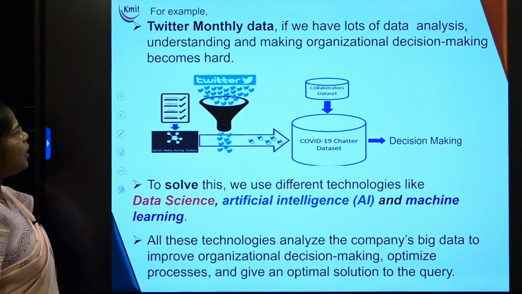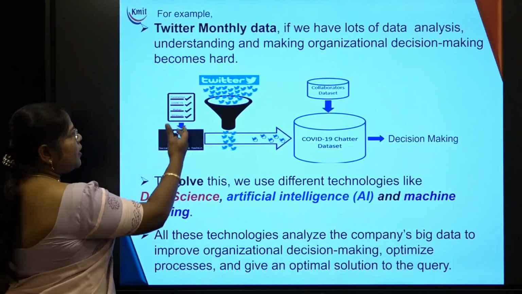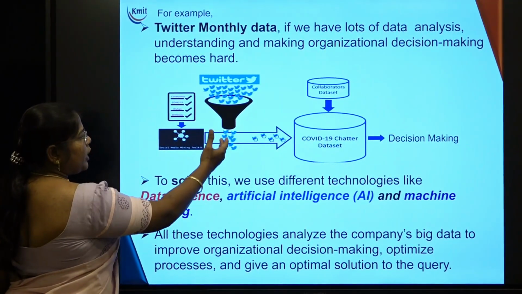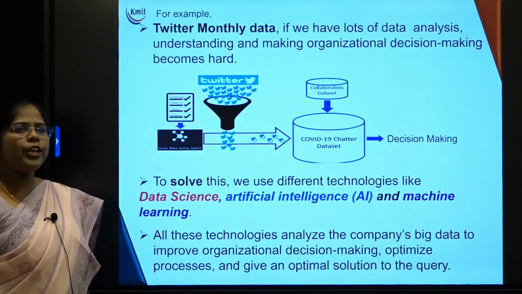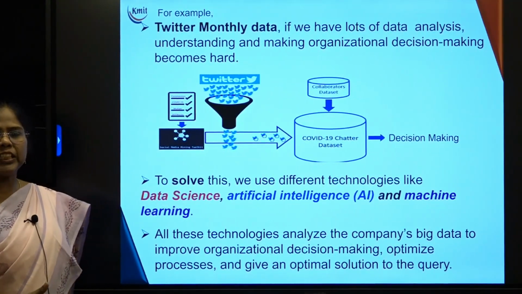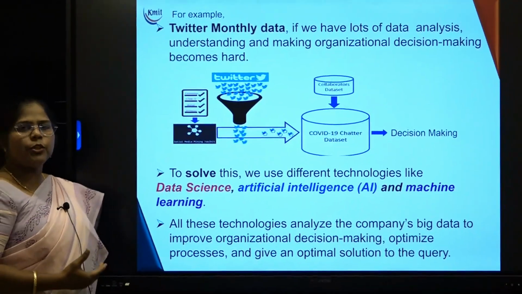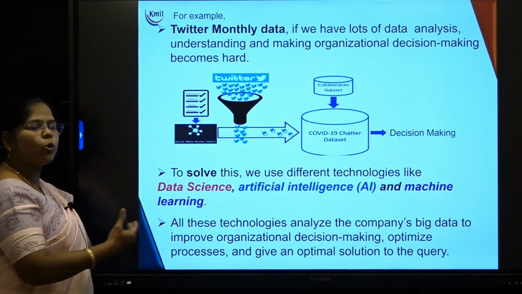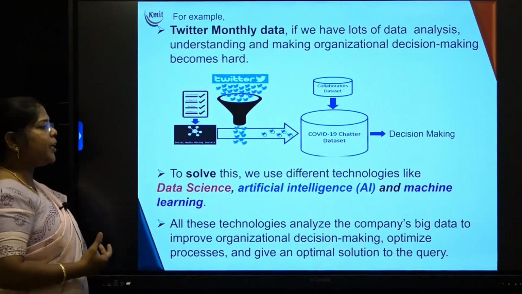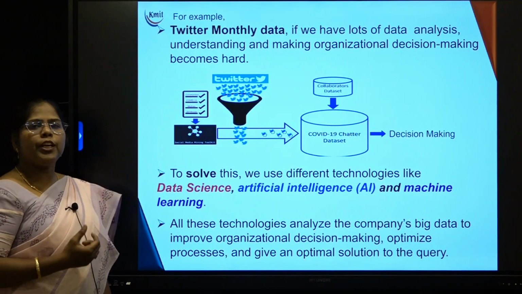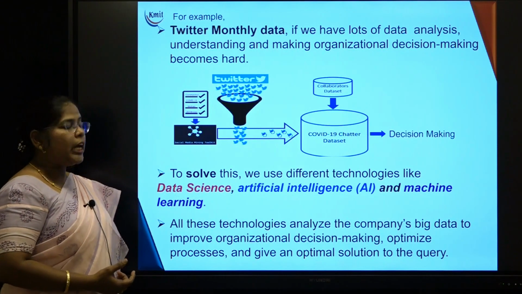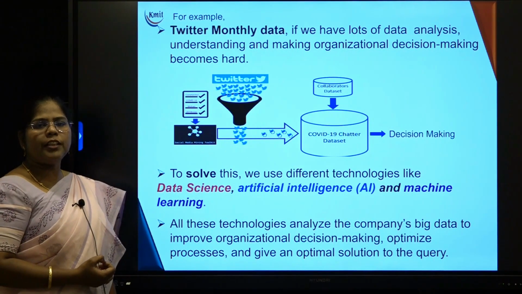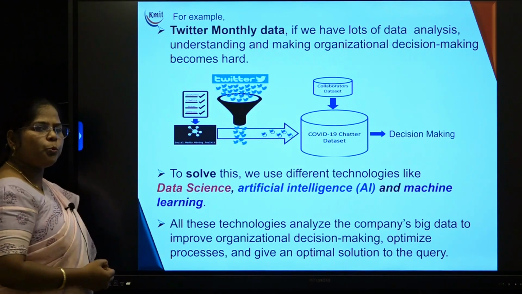Coming to the Twitter data, if the data is given as a database, we need to find out whether the Twitter users are affected with COVID or not. This is a bigger problem, so we need to analyze and predict how many have been affected. This is the decision making that we do from the tweets.